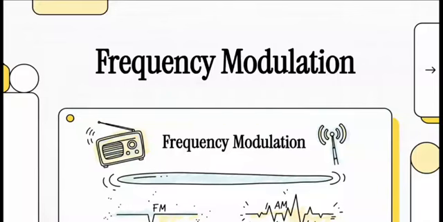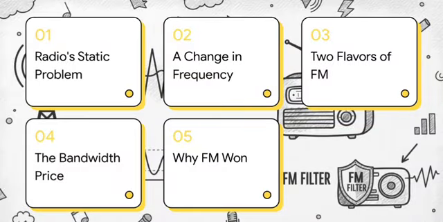You ever wonder how your car radio can play music that's so crystal clear, but when you hear old-timey broadcasts, they're just filled with that crackle and hiss? Well, the answer is this really brilliant piece of engineering called frequency modulation. So in this explainer, we're going to dive into the amazing tech that finally, once and for all, silenced the static.